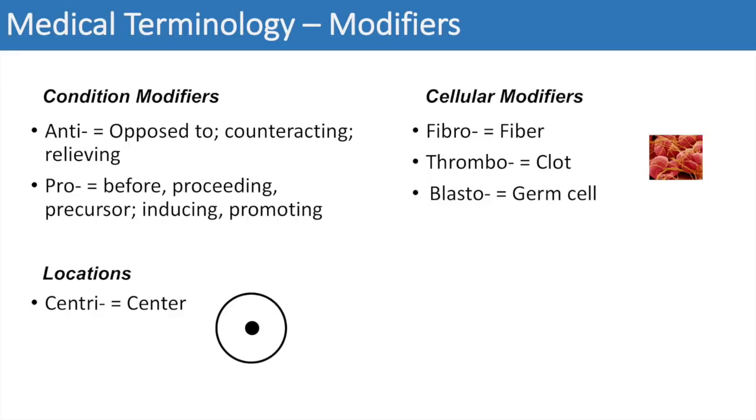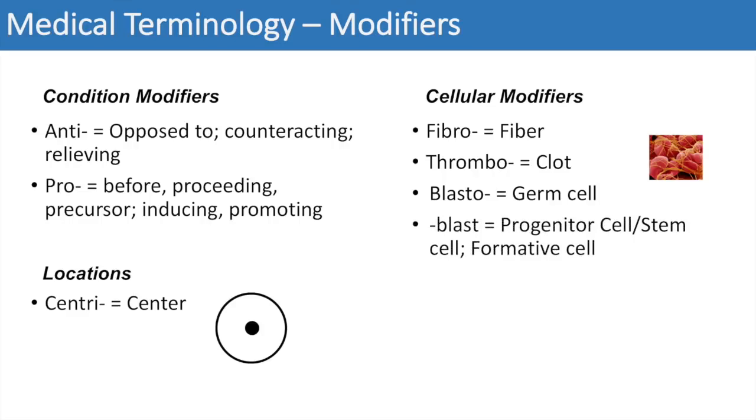The next one is blasto, which simply means stem cell. You can think of blastocele or blastocyst, simply a prefix meaning germ cell. The next one is the suffix blast, which is very similar to blasto. It just means progenitor cell, stem cell, or formative cell. So we can think of, again, as I mentioned before, fibroblast. It's a progenitor cell.